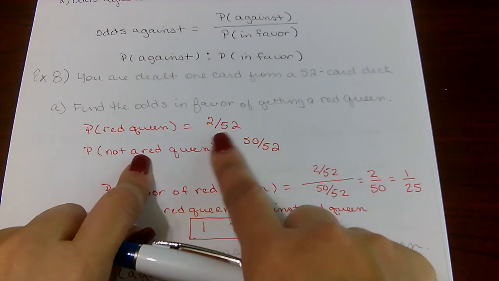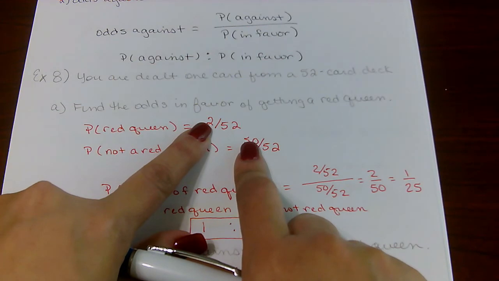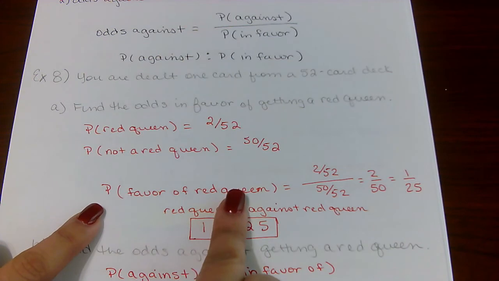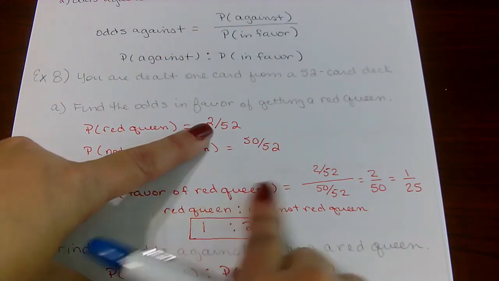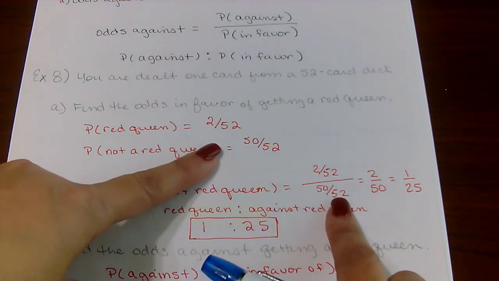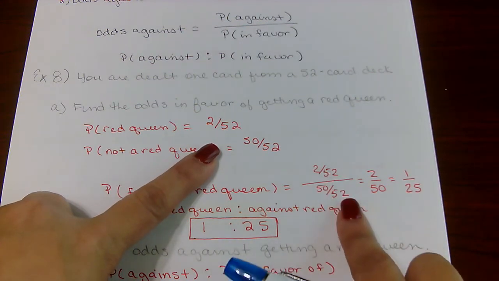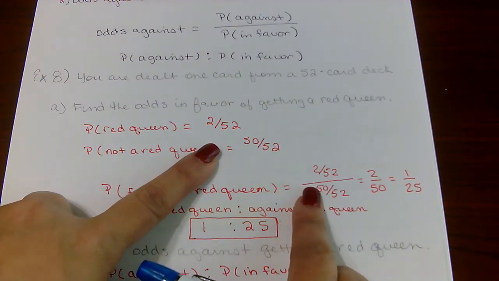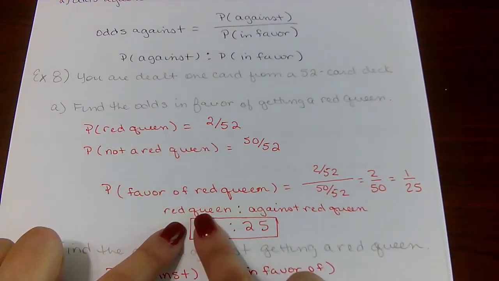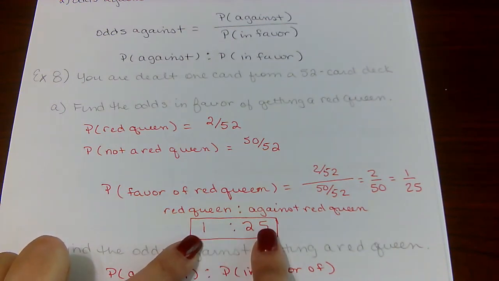The probability of not getting a red queen, well, if we have 2 that are red queens, that means 50 are not red queens. So when we're looking at odds in favor of a queen, we want to put the 2 over 52 in the numerator and the 50 over the 52 in the denominator. Now the good thing about this part here is you'll see that the 52s will cancel, which leaves us with 2 over 50. If I simplify that, you get 1 over 25. So the odds in favor of getting a red queen is denoted like this, 1 to 25.